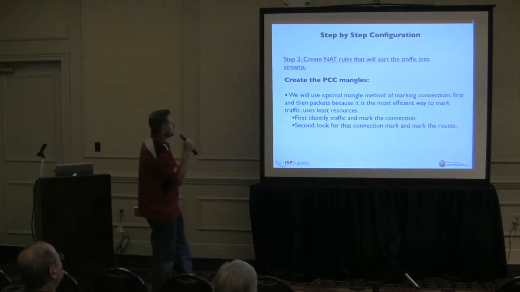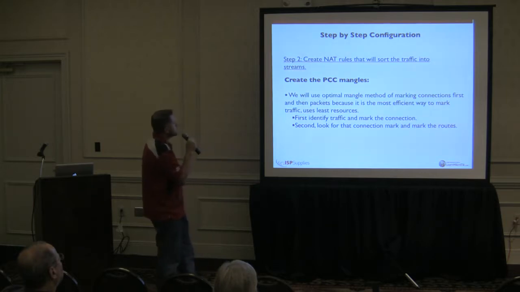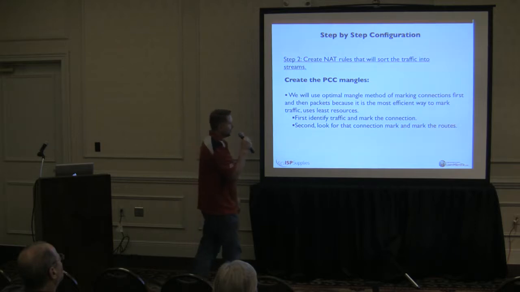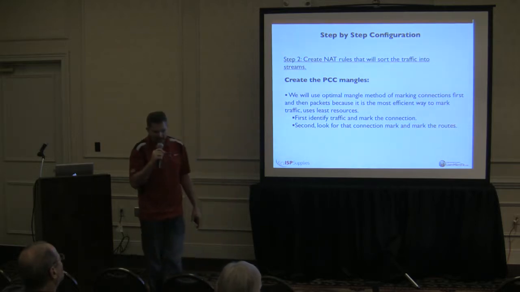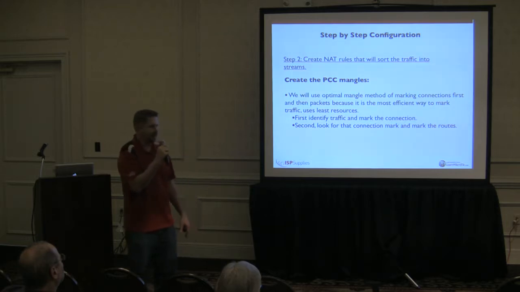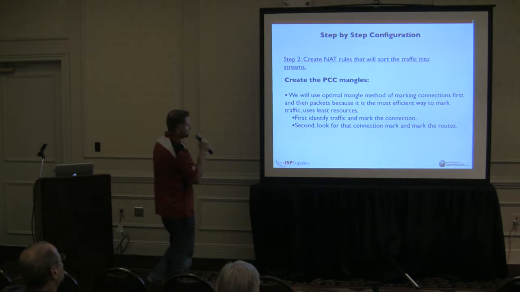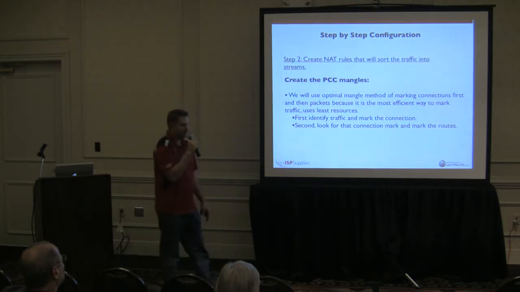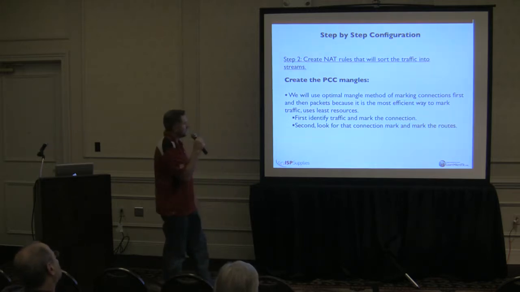The next step is to create some rules that will sort the traffic into streams. We're going to use the PCC function now. We're also going to use something called the optimal mangle. In the optimal mangle, instead of simply mangling packets, we mangle connections first to mark those connections, and then we mangle all the packets that are associated with that connection. The reason for doing that is it reduces the amount of resources on the router.